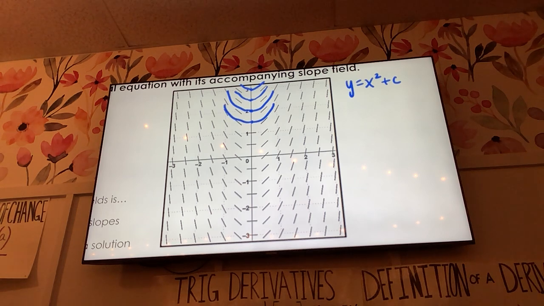Right, but we don't know what plus c is, so we don't know if it's going up. It could go down. Your plus c could be -1. It could be x squared minus 1, which would be this guy right here. So the slope field is like all the general forms. It's kind of the shape of the general forms. Does that make sense?